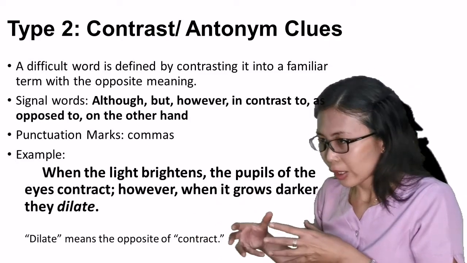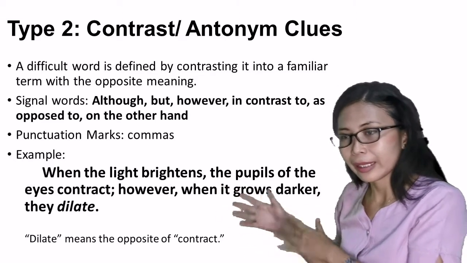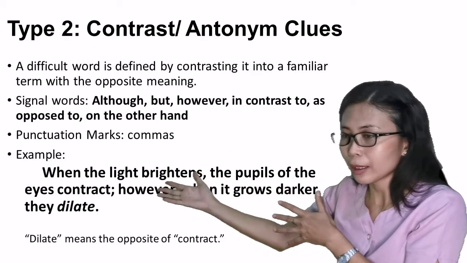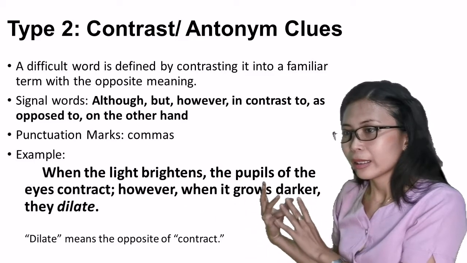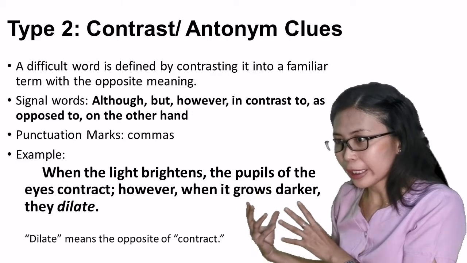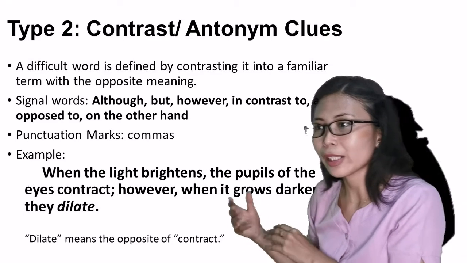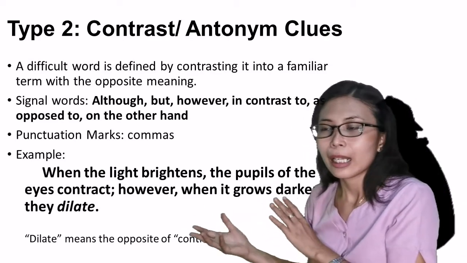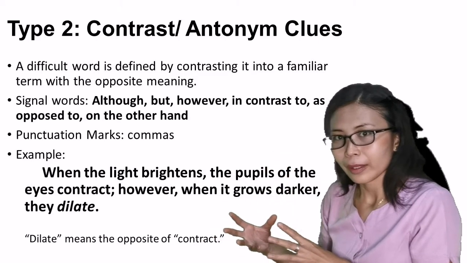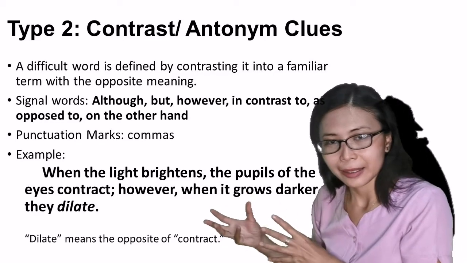So, the unknown word there is dilate. We know already the pupil. Now, the word there is dilate. Dilate is actually the opposite of contract. When the light brightens, the pupils of our eye will contract. However, okay, we are now stating the opposite: when it grows darker, they dilate.